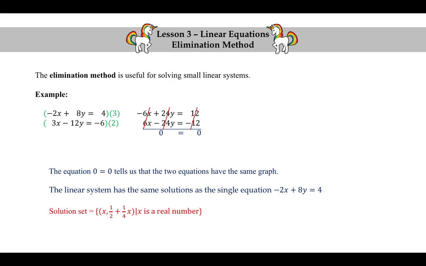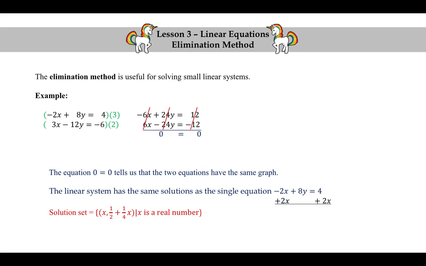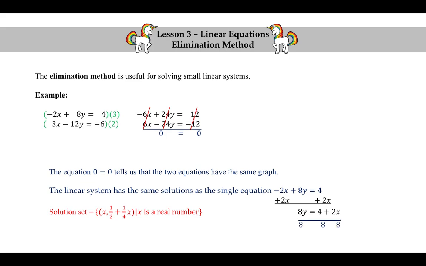To see where that expression comes from, let's solve this equation for y. We add 2x to each side of the equation to get 8y equals 4 plus 2x, and then divide through by 8 to get y equals 1/2 plus 1/4 x, so that the solutions to this linear system are all points of the form (x, y), where y is equal to 1/2 plus 1/4 x. This is an example of a consistent linear system with infinitely many solutions.